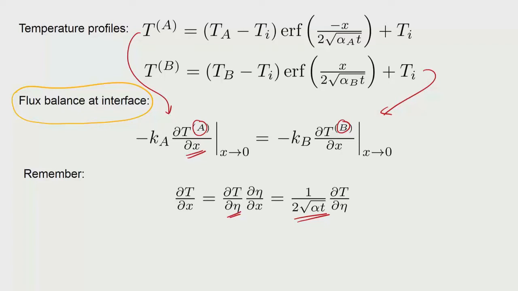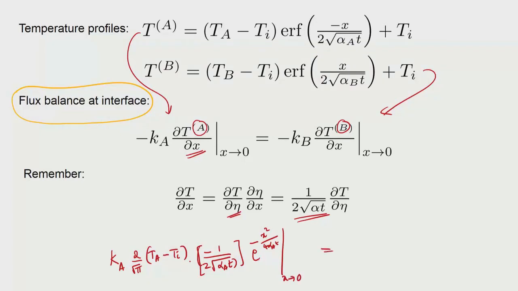Very often students make a mistake by differentiating, forgetting that there is a multiplicative factor in front. So, we can see on the left hand side, for example, it is Ka ∂T/∂x, which is nothing but 2 by root pi into this expression, Ta minus Ti, into minus 1 by 2 root alpha A t. Okay. So, this is coming on the left hand side, into e raised to the power of minus x square by 4 alpha A t, but evaluated at x equal to 0.